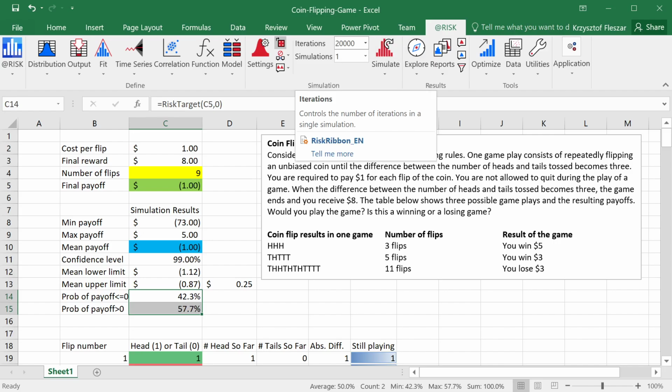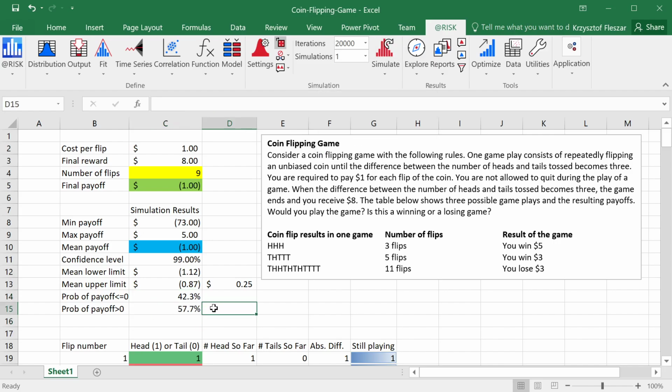I ran this for 20,000 iterations, but this is just a random sample of 20,000 games. So you see, we actually have a higher likelihood of winning. We win almost 58% of the time, and we only lose 42% of the time.